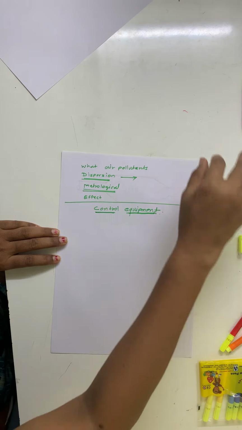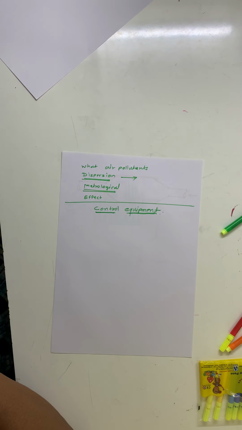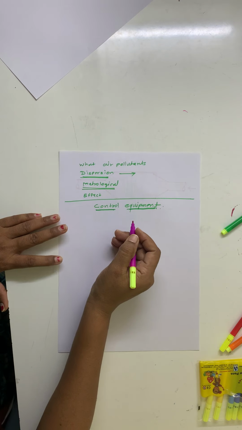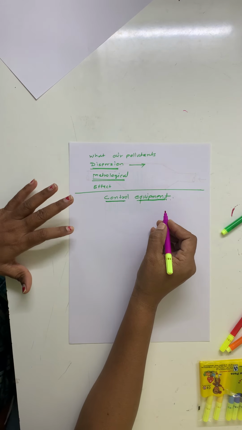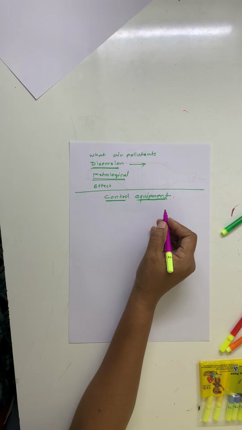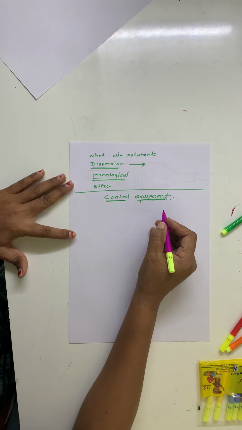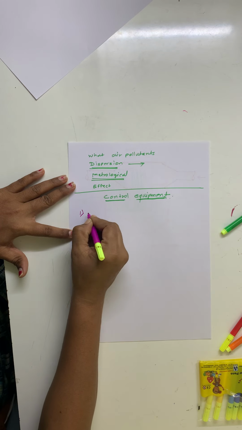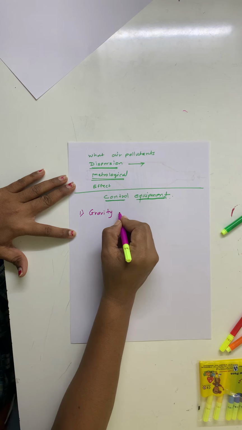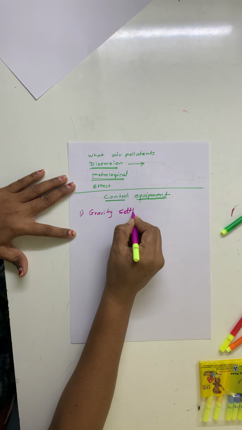Now how to control? In a specific industry, you can control the emission of particulate matter by using various devices, and especially particulate matter we can concentrate on. So what are these equipments? I will list them here. The first one we can popularly use is the gravity settling chamber.